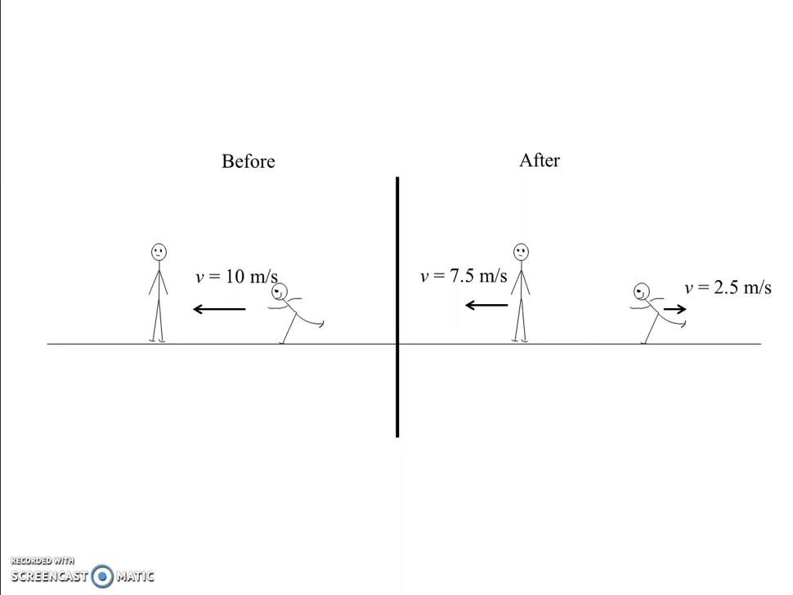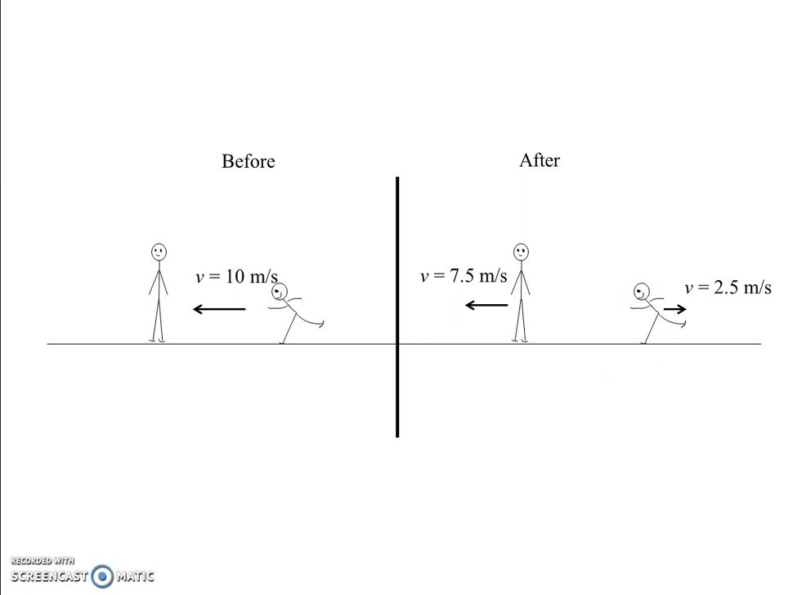And now let's look at what happens afterwards. After the collision happens, now you are moving backwards at 7.5 meters per second, while chaperone's little brother moves away from you at 2.5 meters per second. So imagine again, you're chaperone's son. And from your perspective, how fast is little brother moving away from you? Take a second, pause the video, think about it.